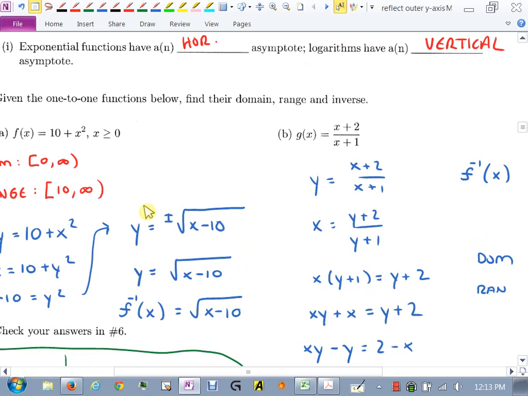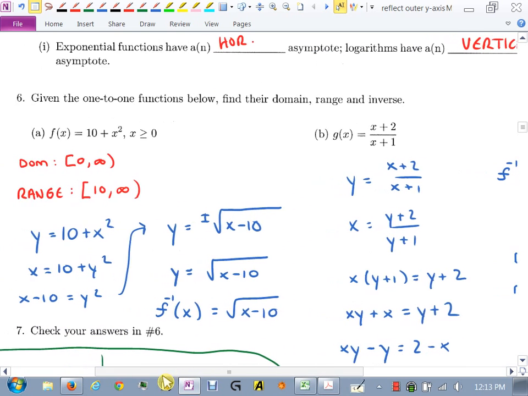I like this problem. Given the one-to-one function below, find the domain, range, and inverse. I don't like this problem, but I like this one, only because I didn't give you a problem where I restricted the domain. Yes?